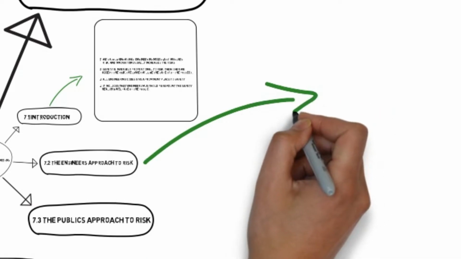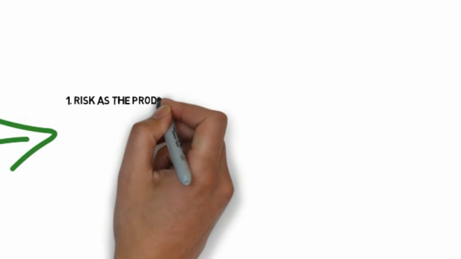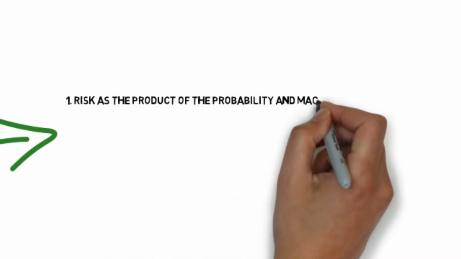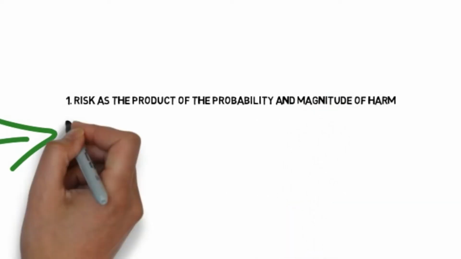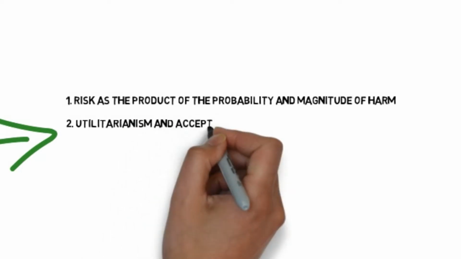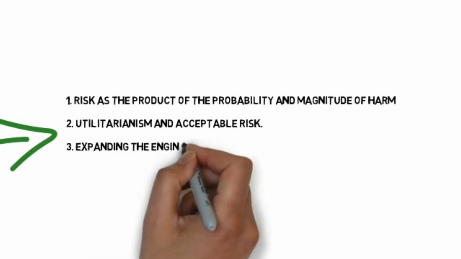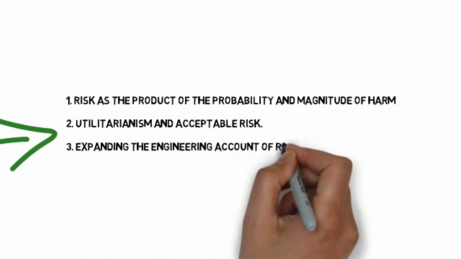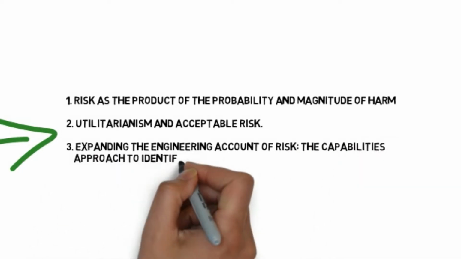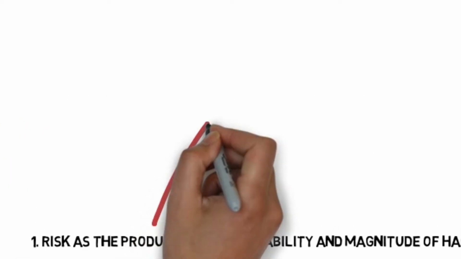For the second topic, we will learn about three subtopics. The first subtopic is risk as the product of the probability and magnitude of harm. Second one is utilitarianism and acceptable risk. Last one is expanding the engineering account of risk, the capabilities approach to identifying harm and benefit.